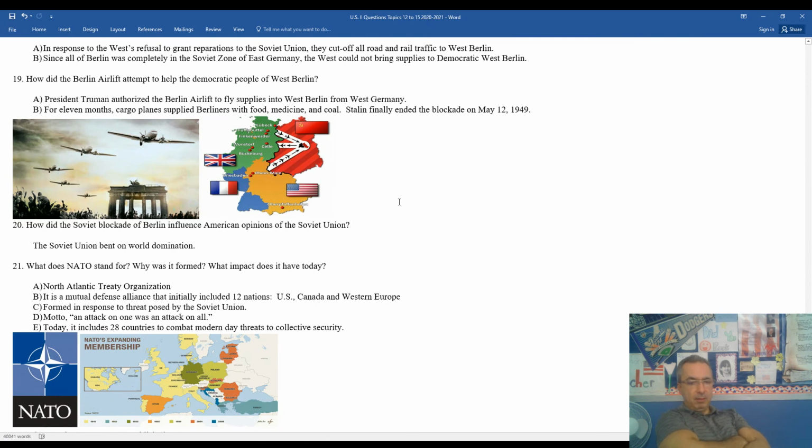Number 21, what does NATO stand for? Why was it formed? And how does it impact society today? Remember, it's NATO, not "Nay-to." It stands for the North Atlantic Treaty Organization. NATO is a mutual defense alliance that included initially 12 countries, including the United States, Canada, and much of Western Europe. It was formed in response to the threat posed by the Soviet Union during the Cold War. The motto of NATO was, an attack on one would be considered an attack on all. Today, NATO includes 28 countries, and it combats major threats to collective security.